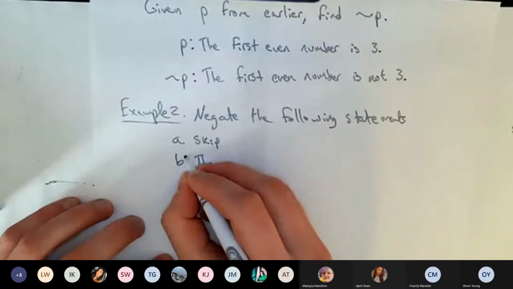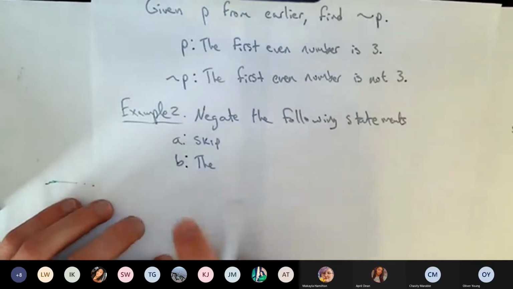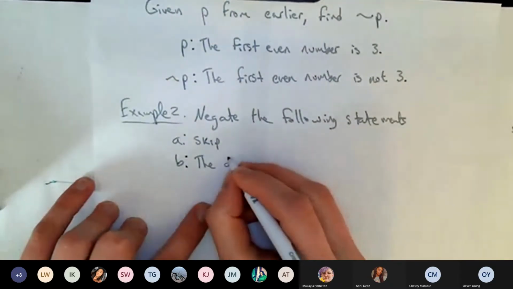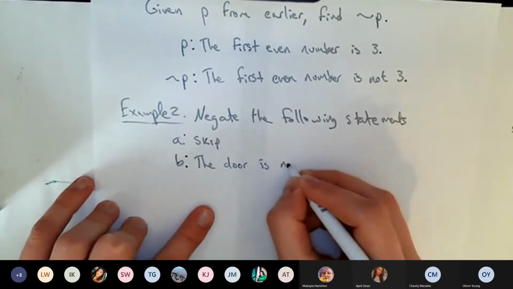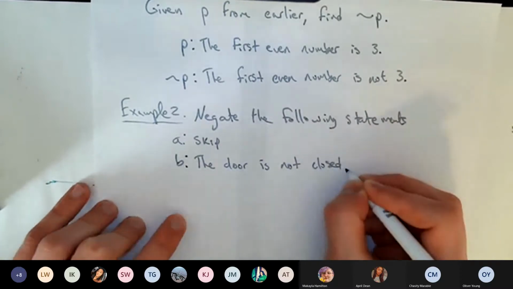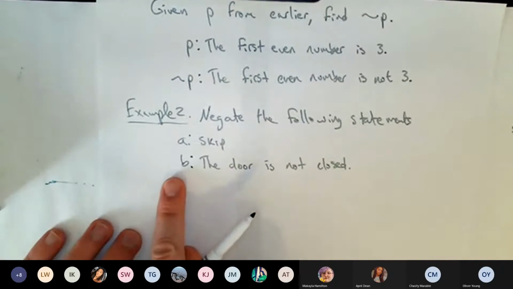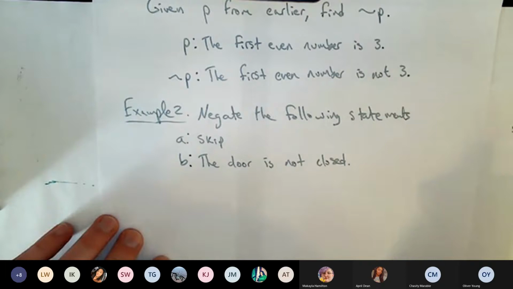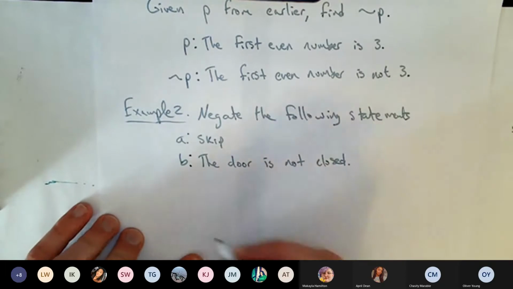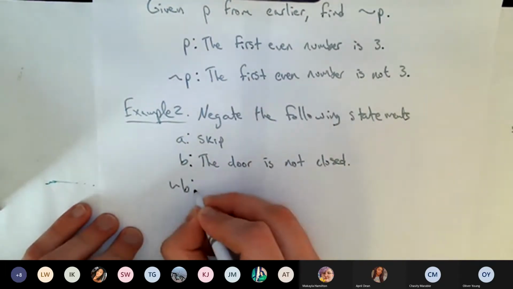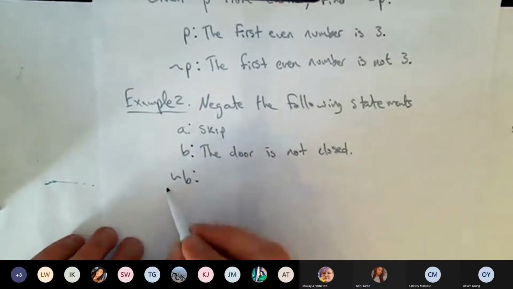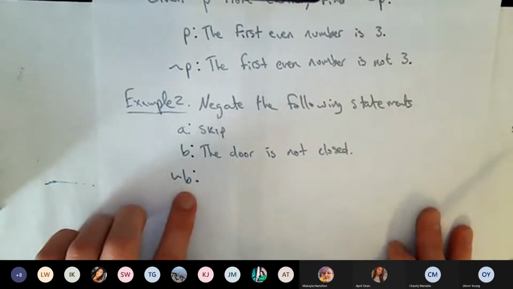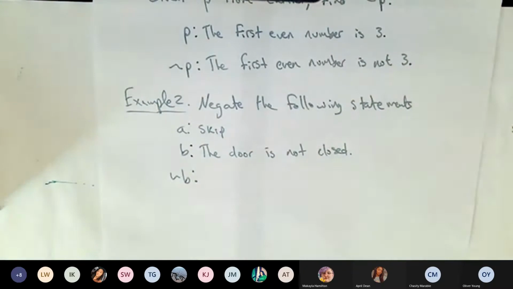Here, these are the names of the statements. So statement B is the door is not closed. The statement B is denoted by the letter B here: the door is not closed. Okay. So we want to negate B. The negation of B, my symbol got a little squirrely there, but it's the negation of B. Okay, so if we add the word not in, it's going to be the door is not closed, right?